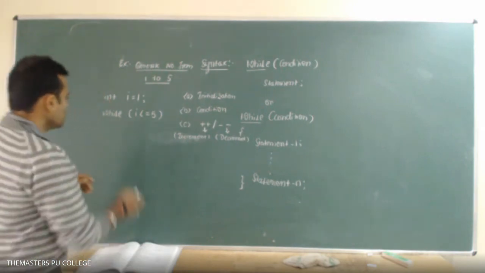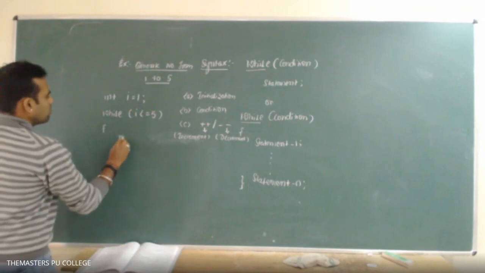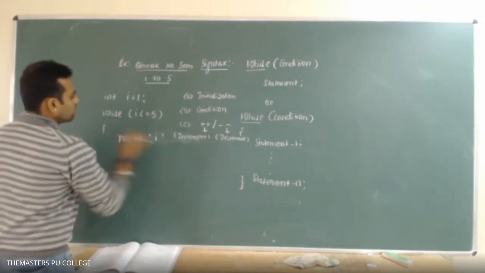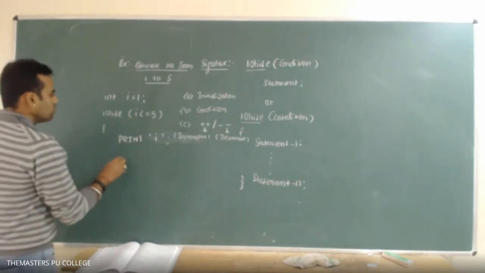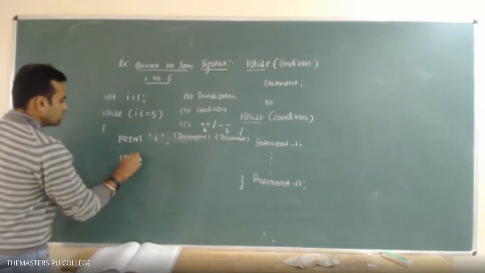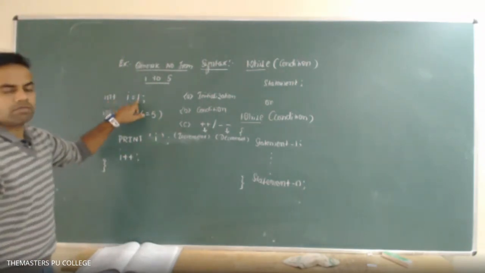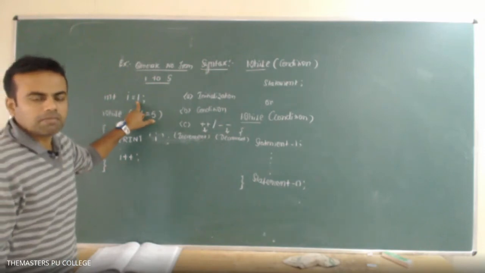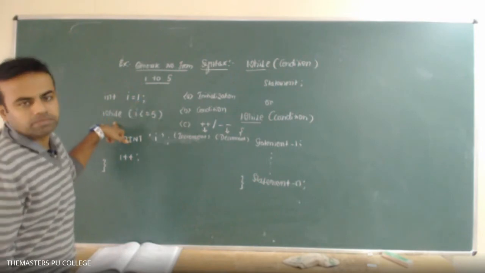So what do you need to print here? I need to print the I value. Then what do I need to do? I plus plus, that's it. See, first of all, what is the value of the variable I? It is 1.